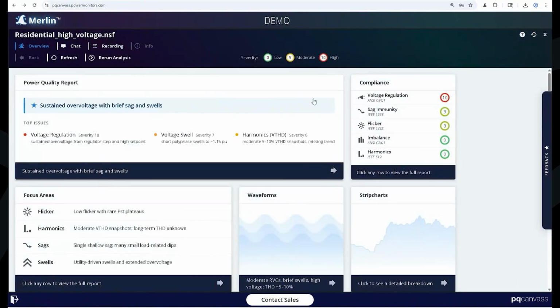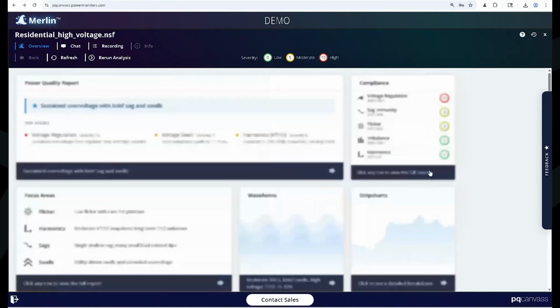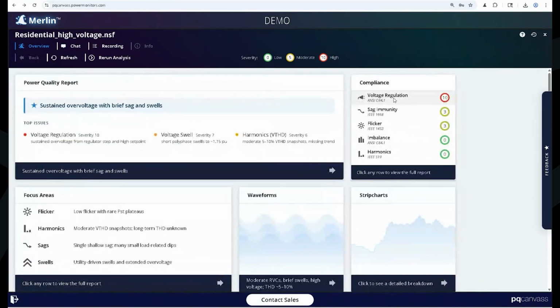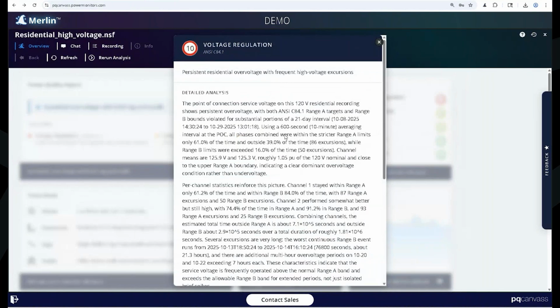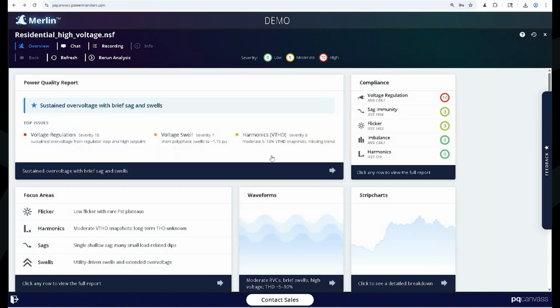So in general, that's how Merlin works. It's looking at waveforms. It's looking at strip charts and looking at compliance. So here, voltage regulation is a 10, severe because of this big fail on NCC 84.1. And then putting all those pieces together in the top level report.